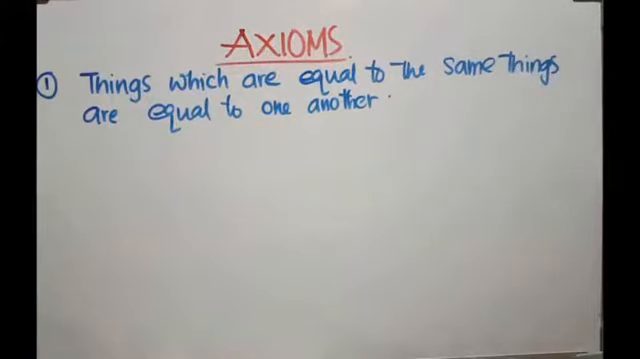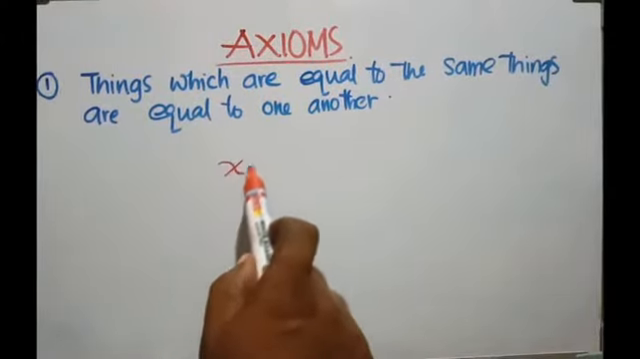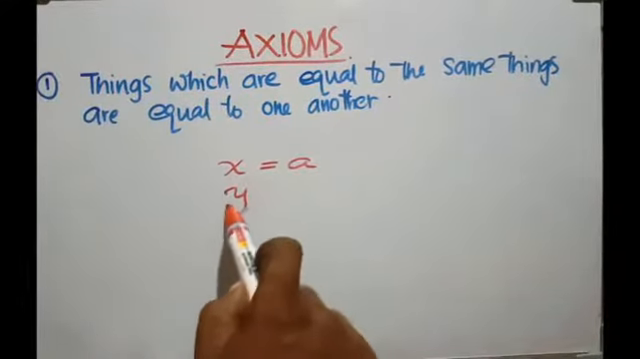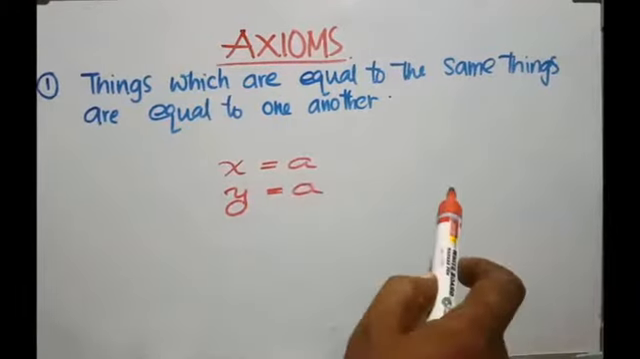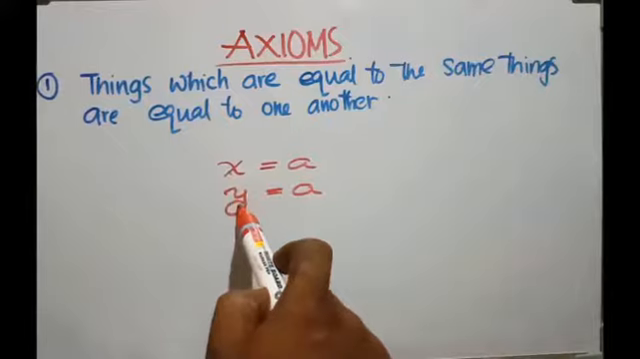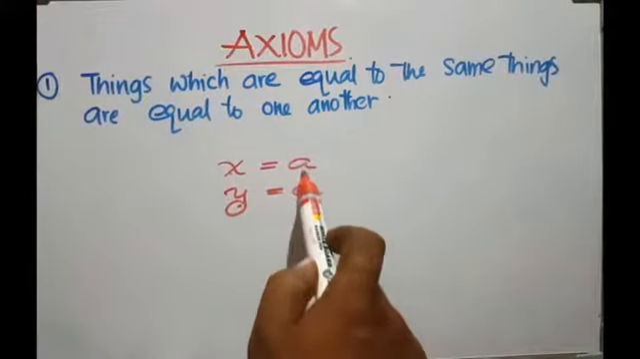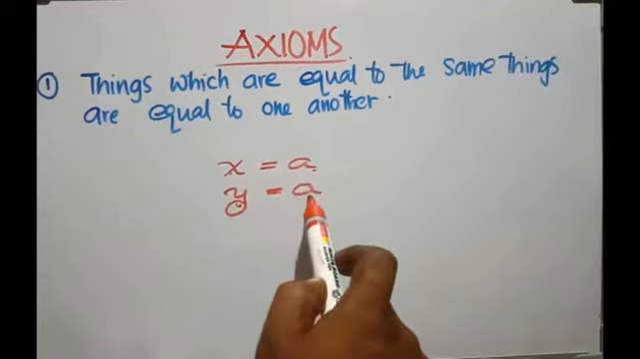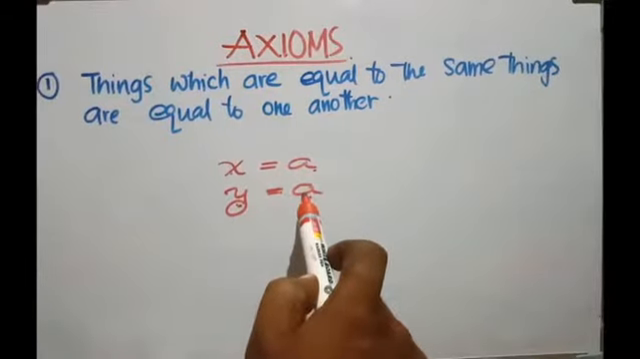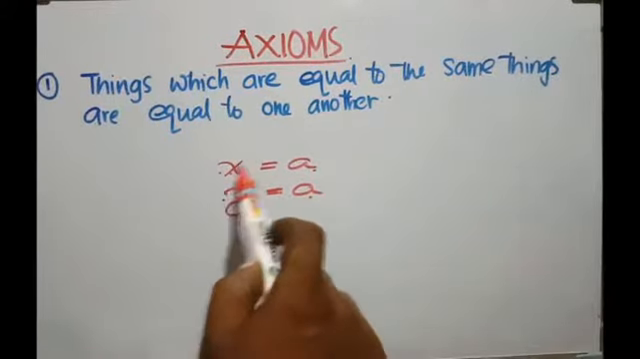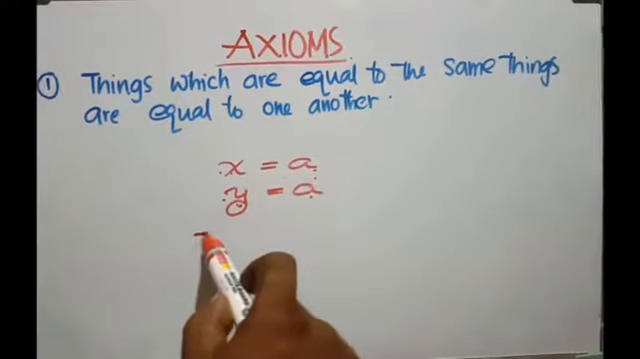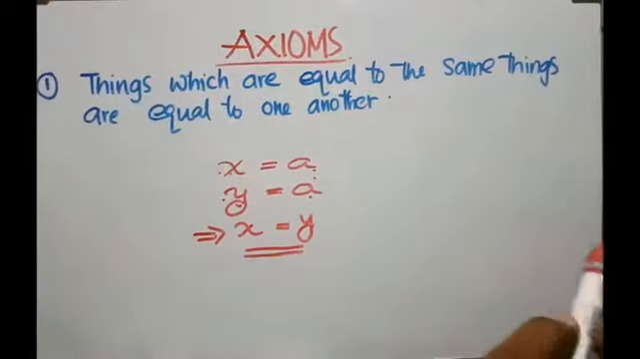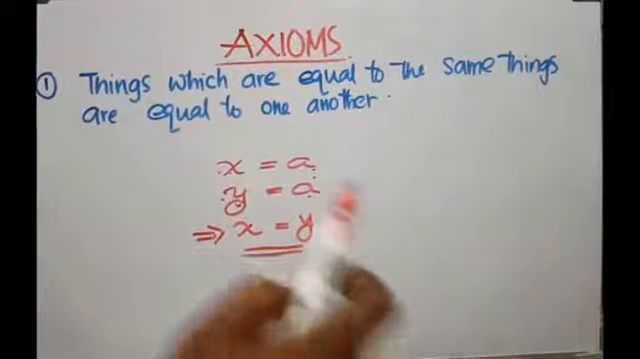Another example we can take from algebra. Let's take a variable x which is equal to a. Let's take another variable y which is equal to a. So x and y are two variables that have the same value. x has the value a, y also has the value a. So two things x and y are equal to the same thing a. Then we can say x is equal to y. Okay, this is the first axiom.